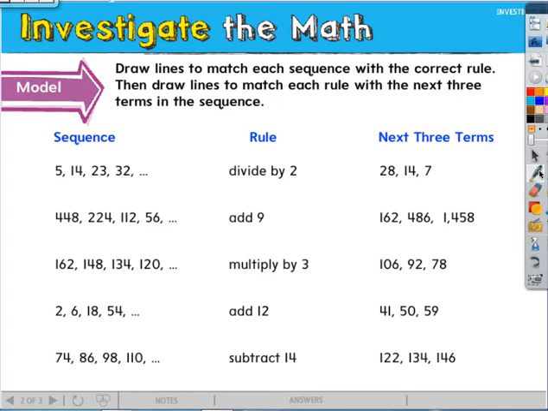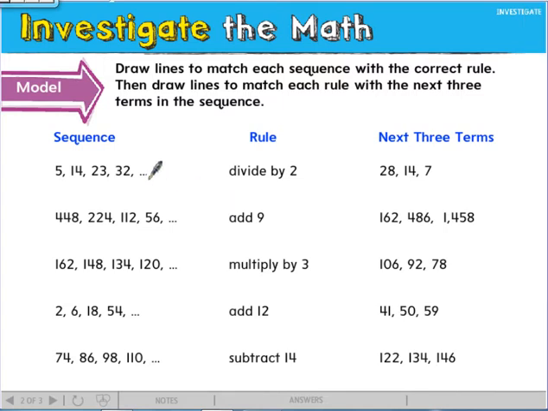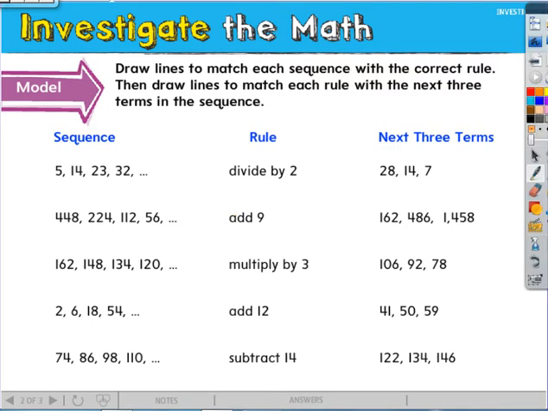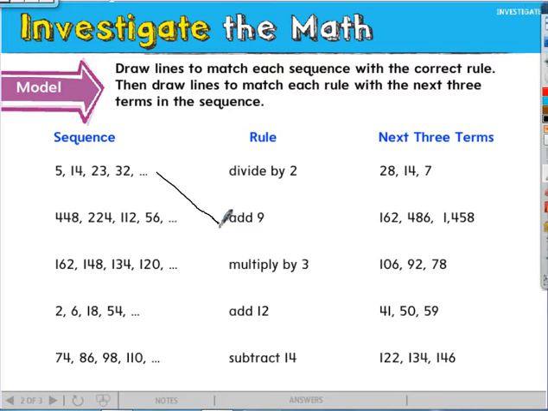That is not the rule for that one. How do you get 5 to 14 if you divide it by 2? If you divide 5 by 2, you get 2.5. Oh, and 9. We're adding 9. So we're going to draw a little line. We're going to add 9.